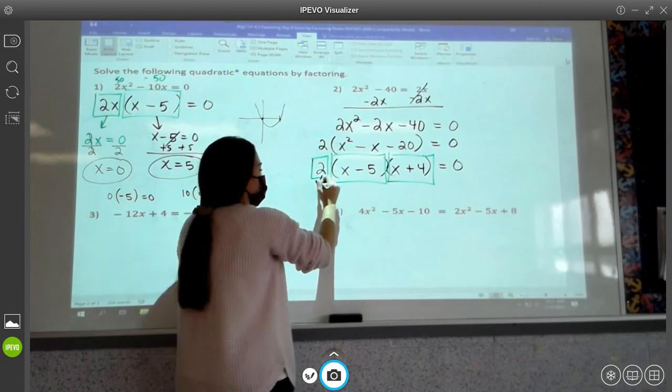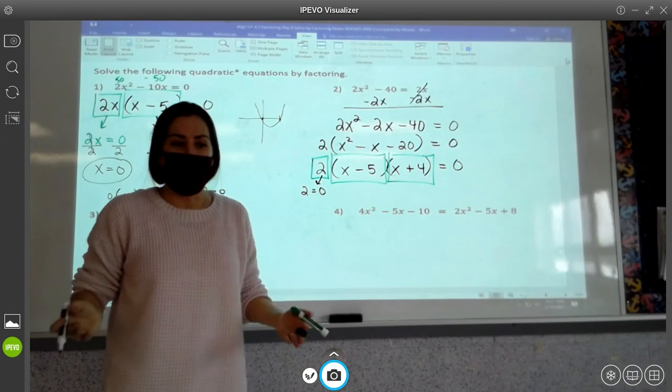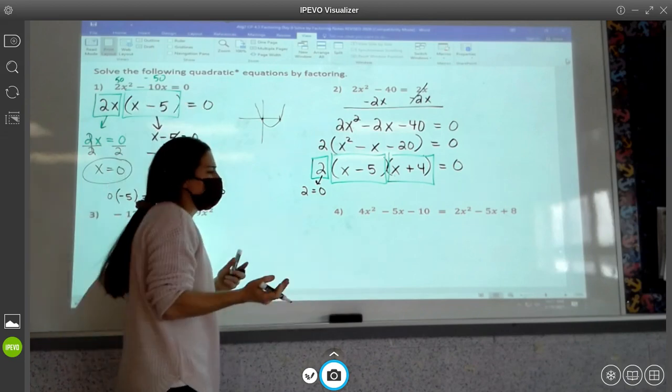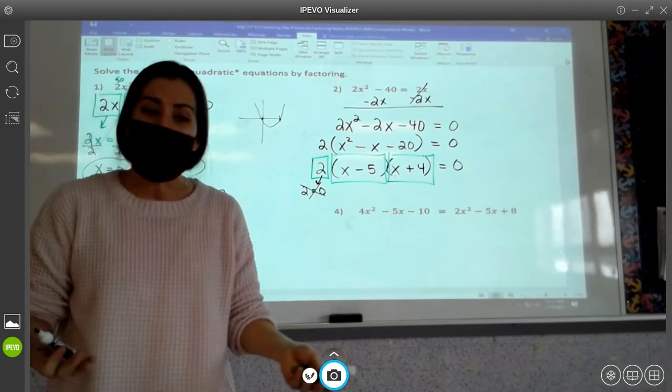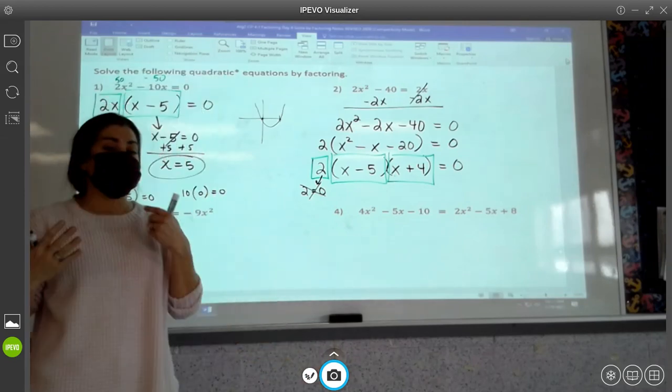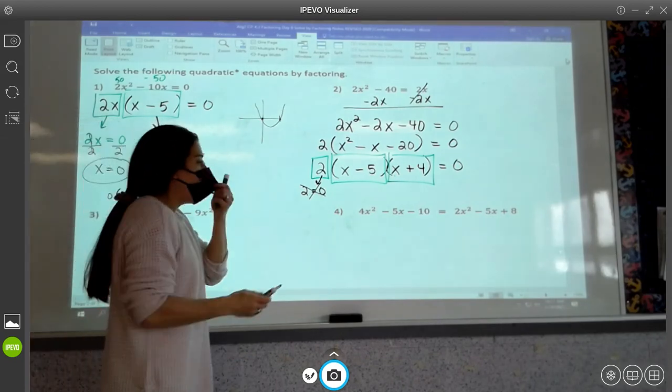All right, so what's it going to take for 2 to equal 0? Well, guys, 2 has no variable to solve for, and 2 doesn't equal 0. So we're not going to get an answer from him, but I don't want you guys forgetting about your GCF, because if the GCF does have a variable, we will get an answer from him.